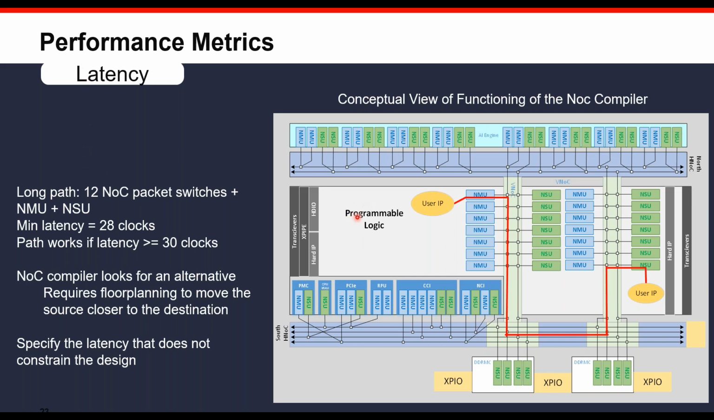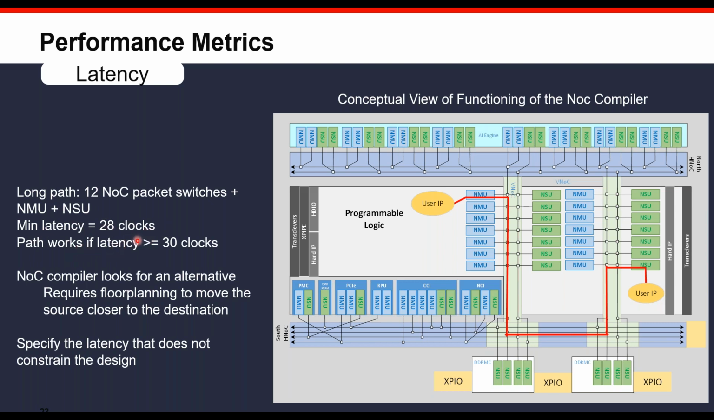Here we've just basically chosen some programmable logic IP that goes off and talks to some programmable logic IP on the other side of the device. So this is a fairly long path where you've got 12 packet switches. If you count them through, you'll find that there's 12 packet switches. You've got the NMU where it hops on and the NSU where it hops off. So at 2 clock cycles per node, that creates a minimum latency of 28 clocks. That's assuming it's got full path, there's no virtual channels interfering with it or anything of that sort. Full path takes 28 clock cycles.